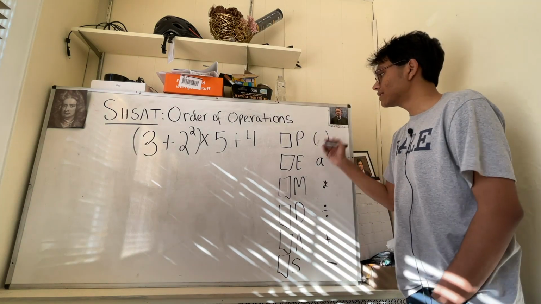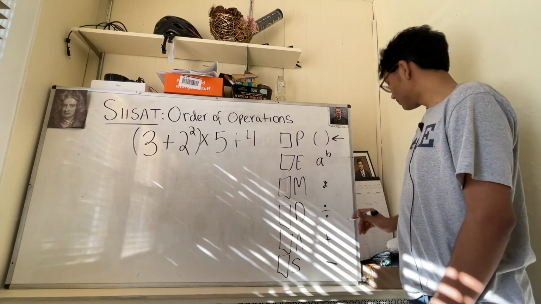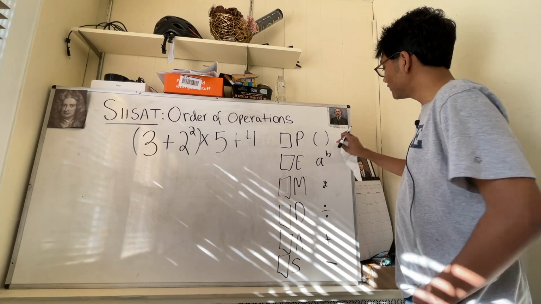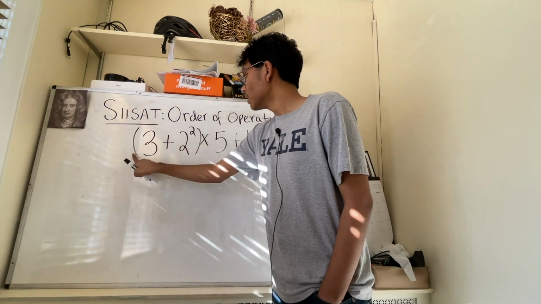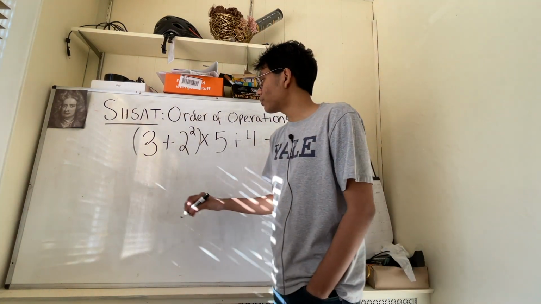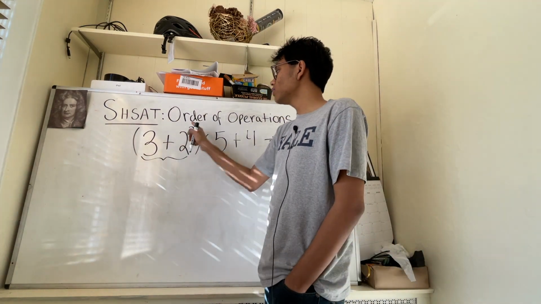Now, let's go step by step. First of all, do we have any parentheses? Let's go ahead and check. I'm going to give you a few seconds. I encourage you to pause the video. Do we have any parentheses? Yes, we do. Look, here's parentheses. So we're going to focus on doing what's inside of the parentheses. So look inside this parentheses, right? You have 3 plus 2 squared.